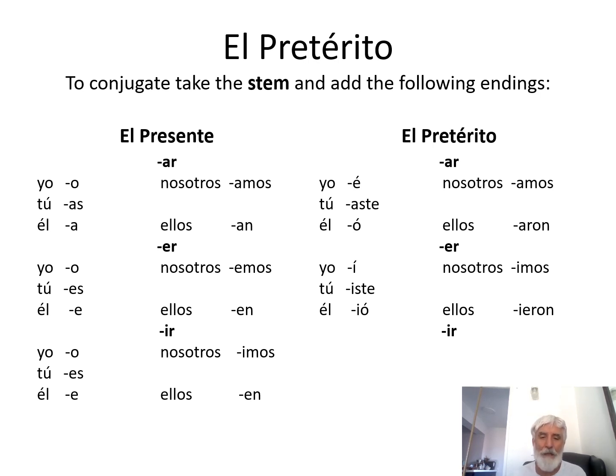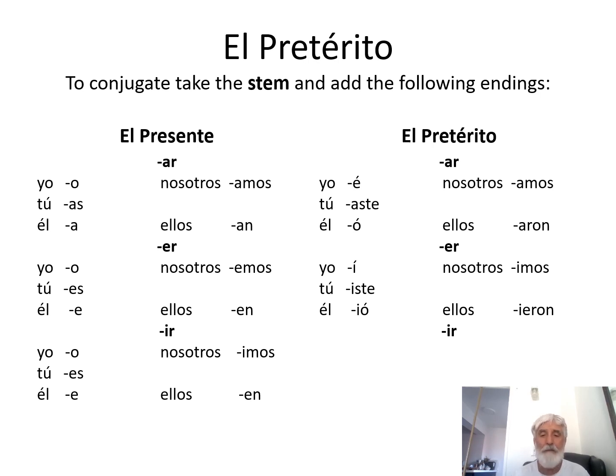And then what about the él, ella, usted form? What do I add on to the stem for an ER verb? I add on an io. And notice there's an accent mark on the o. Finally, what about the ellos form? What do I add on to the stem for an ER verb? I add on ieron, and that would be the same as well for ustedes.